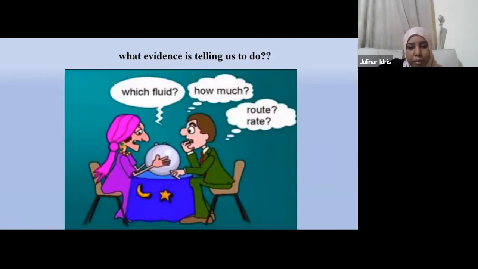Evidence continues to evolve over the last few years and continues to evaluate this debatable question, whether to give fluid or not. All evidence continues to support a major idea of moving from static variables to dynamic variables.